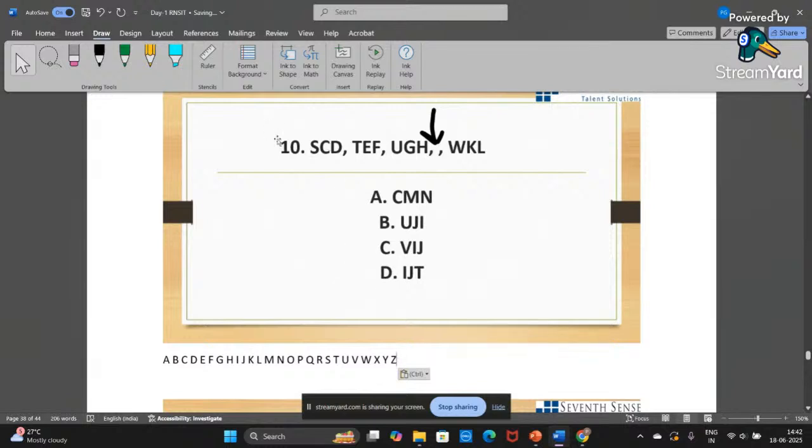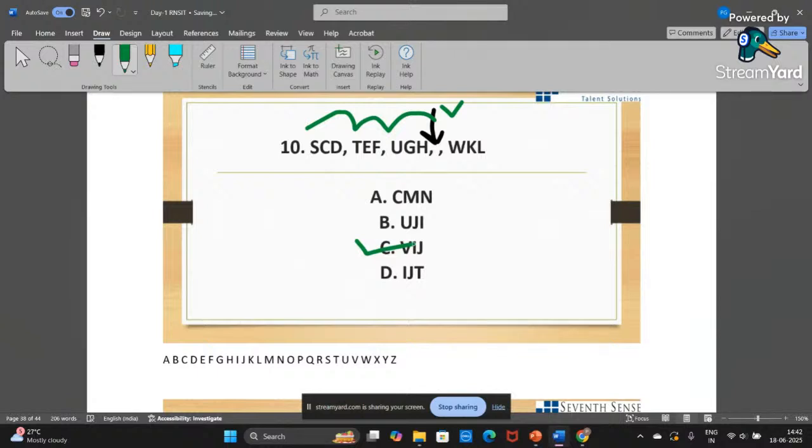See here. See the sequence. After S it is T. After T it is U. After U it will be V. Sorry, after S it is T, after T it is U, after U it will be V. So one letter we got. And see here, the V option is only one over here. So C will be right.